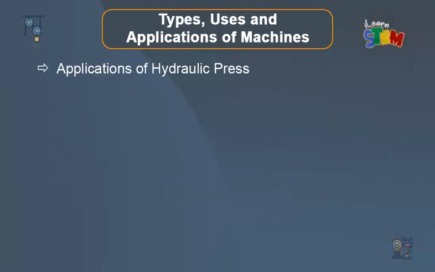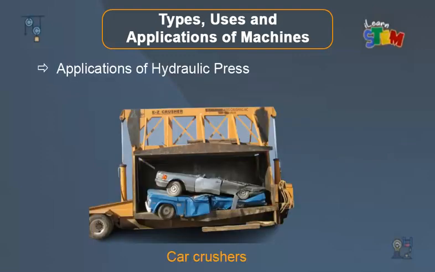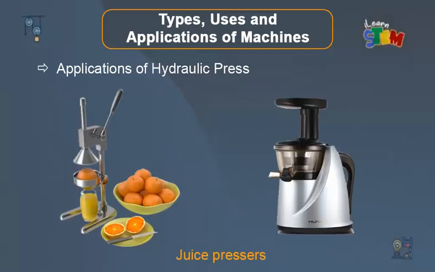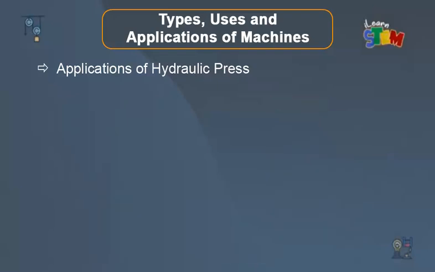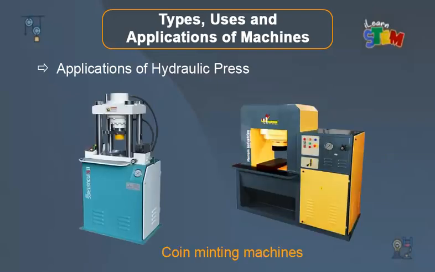Applications of a hydraulic press. Car crushers. Used in junkyards to crush old vehicles. Juice pressers. Extract juice from fruits using hydraulic pressure. And coin minting machines. This presses metals to create coins.